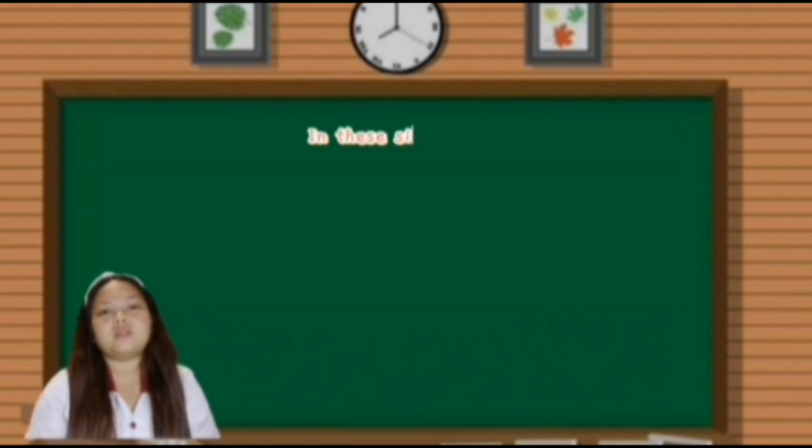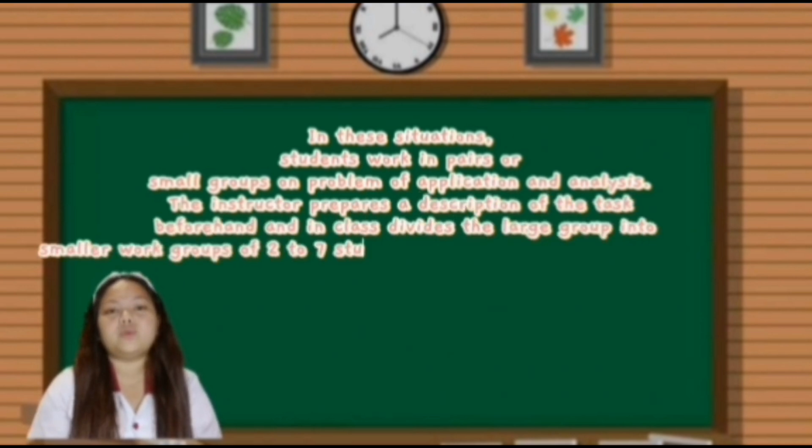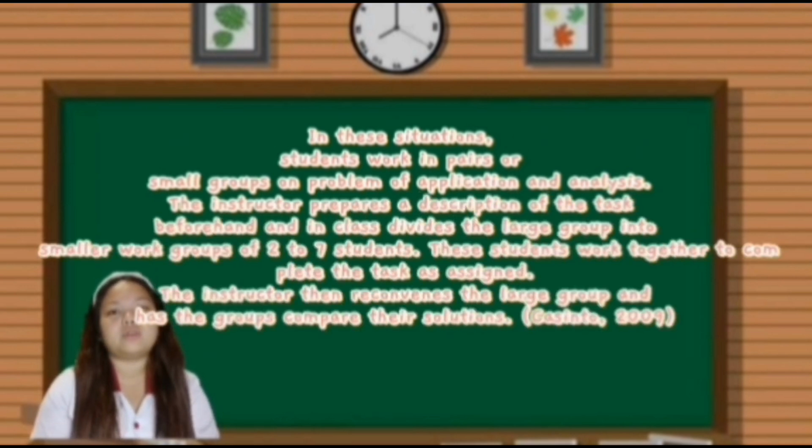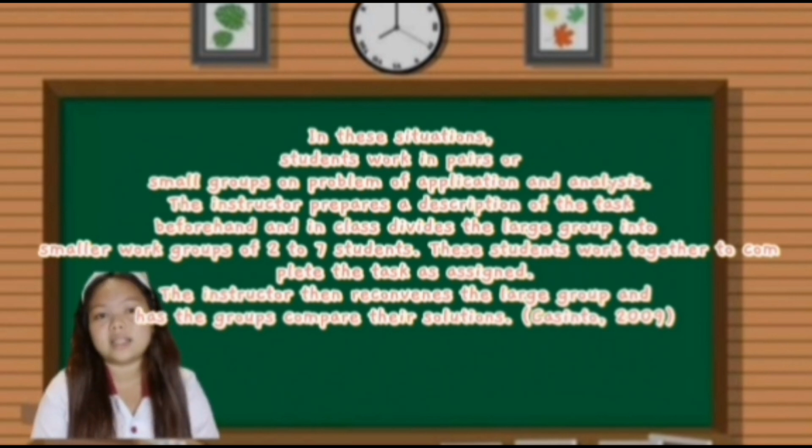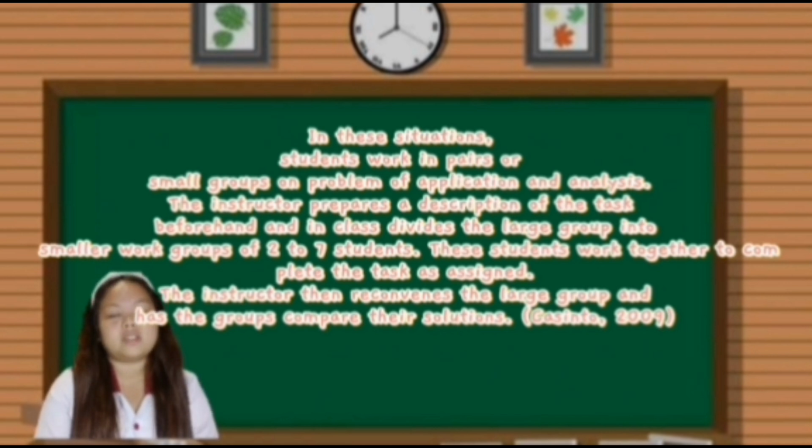In this situation, students work in pairs or in a small group on a problem of application and analysis. The instructor prepares a description of the task beforehand and, in class, divides the large group into smaller groups of 2 to 7 students. These students work together to complete the tasks as assigned. The instructor then convenes the large group and has the groups compare their solutions.